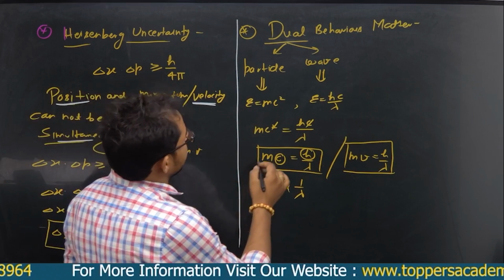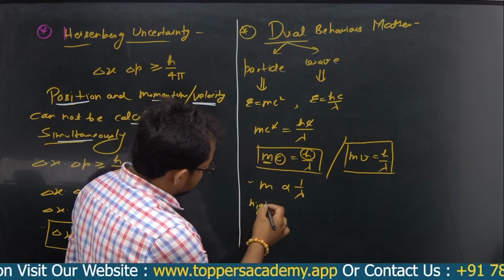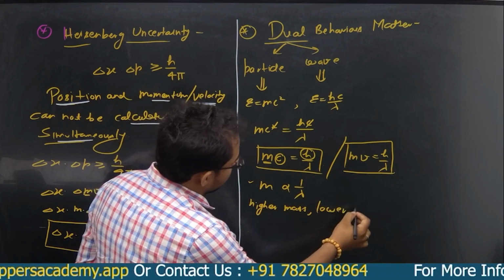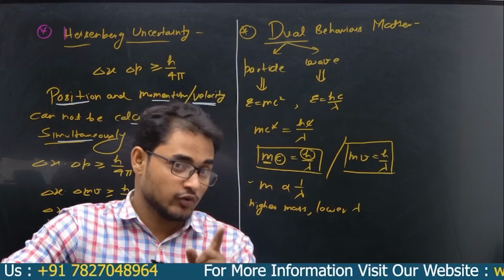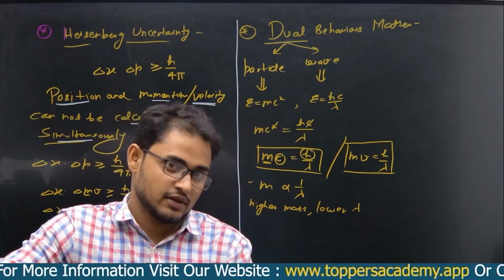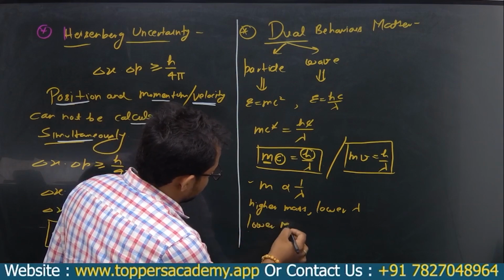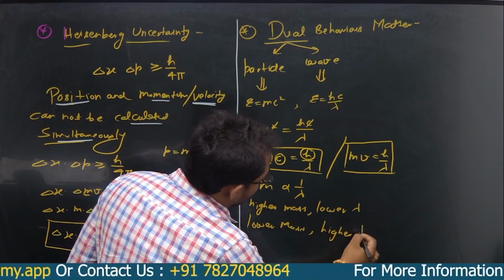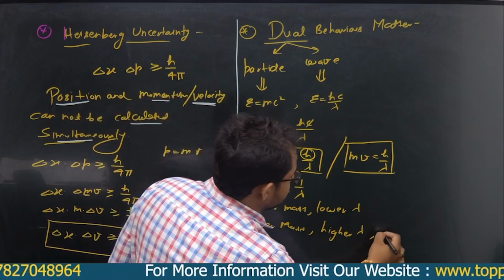So according to this dual behavior of matter, or de Broglie equation, it says that the higher the mass, the lower will be lambda, right? Higher the mass, lower will be lambda, and lower will be the wave nature. If an object has lower mass, it will have higher lambda and it will show higher wave nature in it, right?